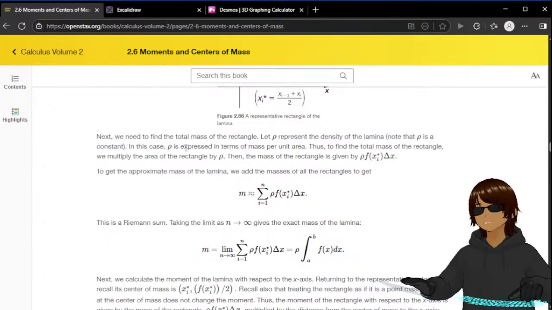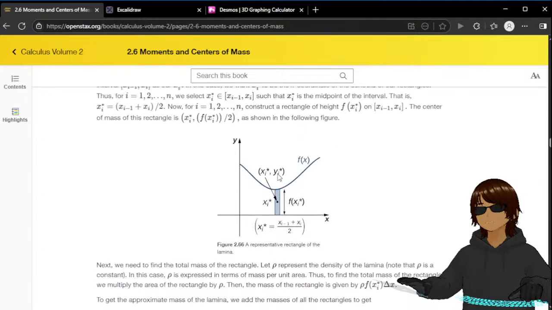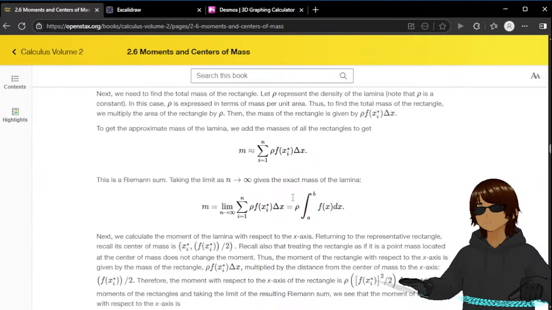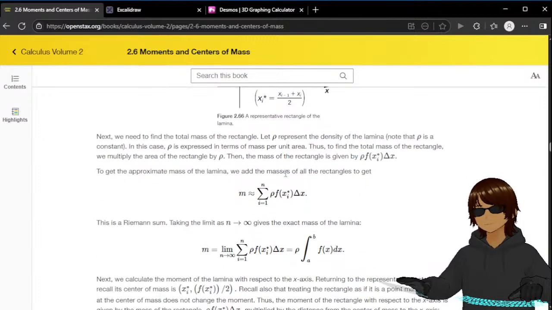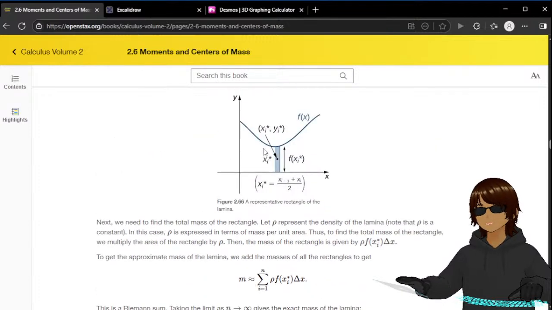So what is this? This rho represents the density of the lamina. In this case, rho is expressed in terms of mass per unit area. So I have rho times height, rho times the area of that particular region. That gives you the mass of that particular area. And then we are summing all of those rectangles to get the total mass.